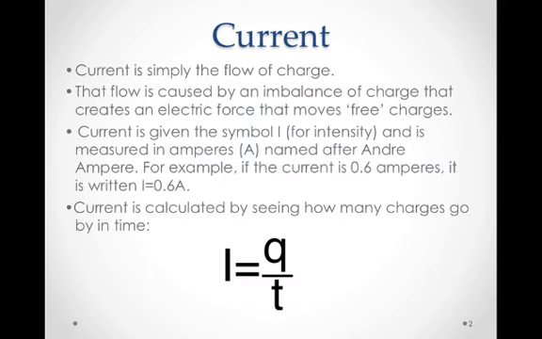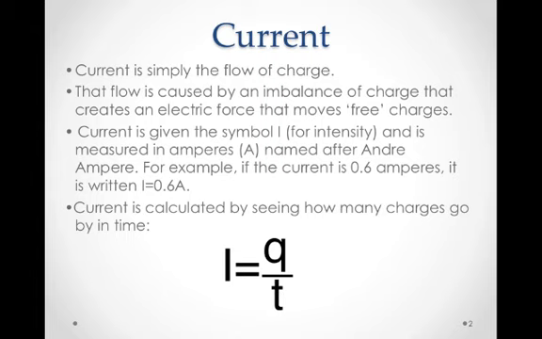Current. Current is simply the flow of charge. That flow is caused by an imbalance of charge that creates an electric force that moves free charges. Current is given the symbol I for intensity and is measured in amperes, capital A, for Andre Ampere. For example, if the current is 0.6 amperes, it is written as I equals 0.6A.